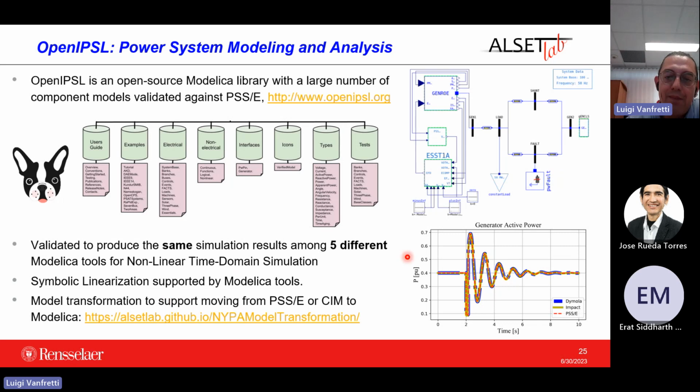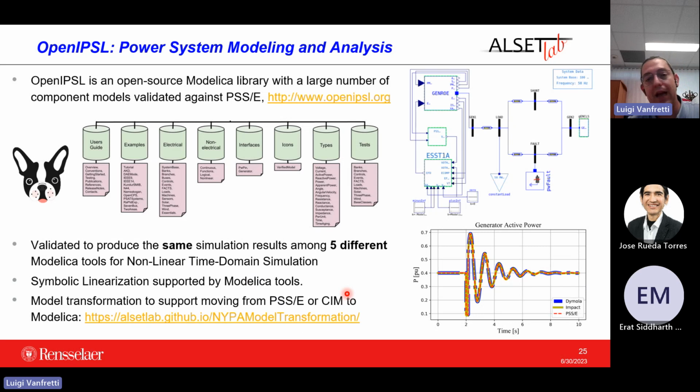So here you have a picture where we have two Modelica tools compared to PSS/E. The library now supports five different tools at different levels, and we will discuss that in the mini tutorial. If you want to see results of the verification of our models against PSS/E, you can go to this link.